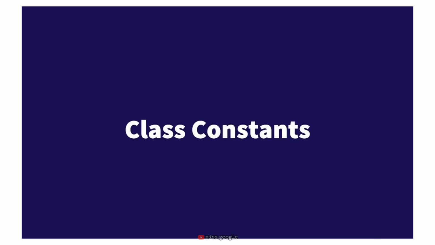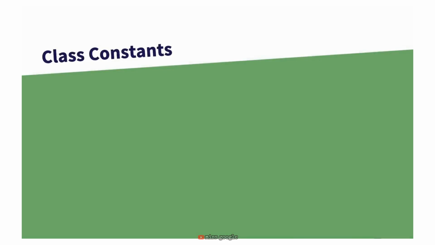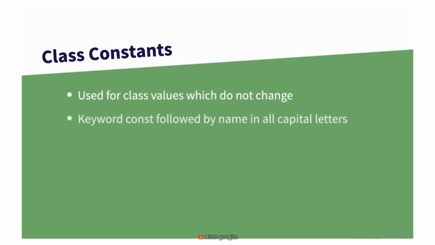In this movie, we're going to learn about class constants. You've probably been using constants before in PHP. They're used for values which don't change. Well, class constants are just for class values which don't change. The way that we define them in our class is we use the keyword const, C-O-N-S-T, followed by the name in all capital letters, just like we do with normal constants.